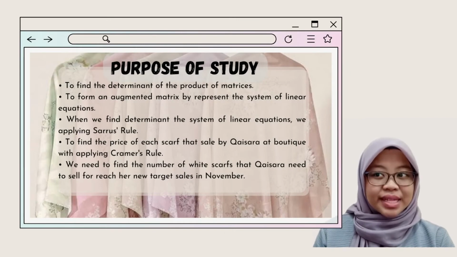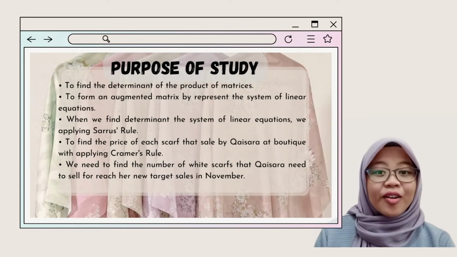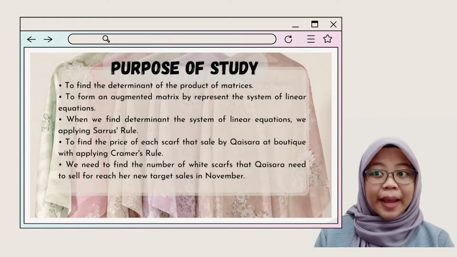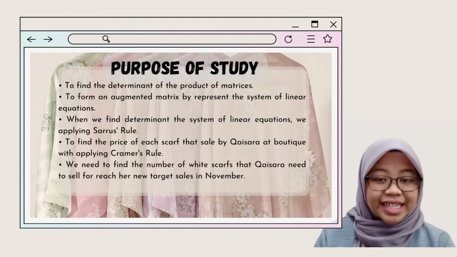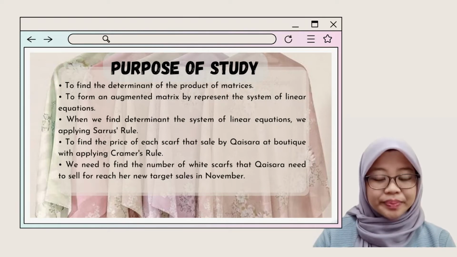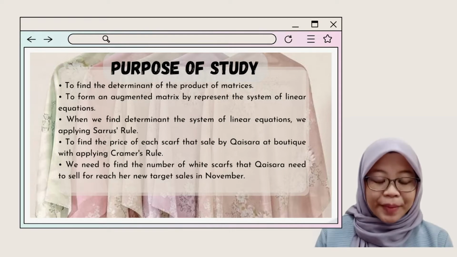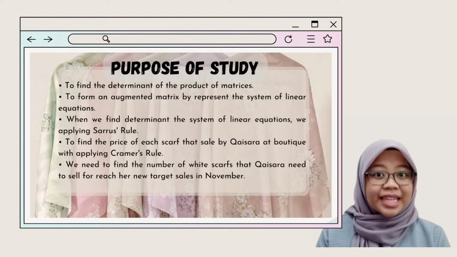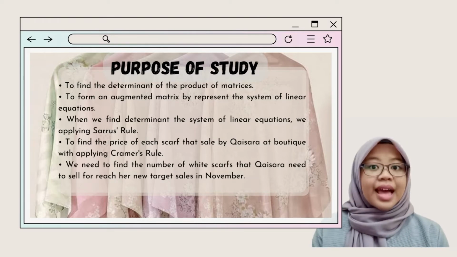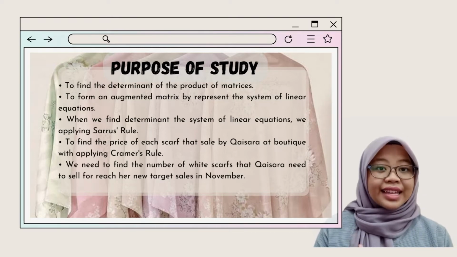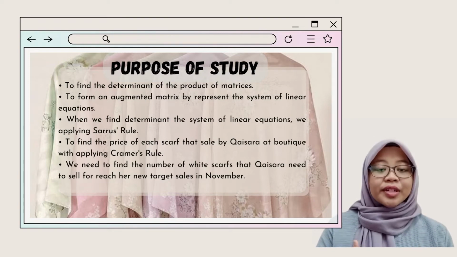Purpose of study. First, to find the determinant of the product of matrices. Next, to form an augmented matrix by representing the system of linear equations. When we find the determinant of the system of linear equations, we apply Cramer's rule. Next, we need to find the price of each scarf sold by Kaisara at the boutique by applying Cramer's rule. Last, we need to find the number of black scarves that Kaisara needs to sell to reach her new target in November.